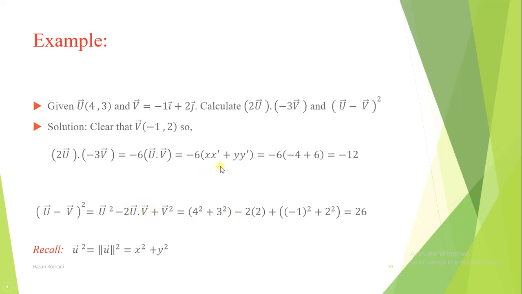Now u dot v, in fact, we can take it from the previous part we did before. u dot v is x x prime plus y y prime, which is minus 4 plus 6, which is 2. So just plug in 2 here to get minus 2 into 2 plus. Now v squared, again, this is x squared plus y squared, or x prime squared plus y prime squared, which is minus 1 squared plus 2 squared. At the end, after you make these simple calculations, you'll get your result, 26.